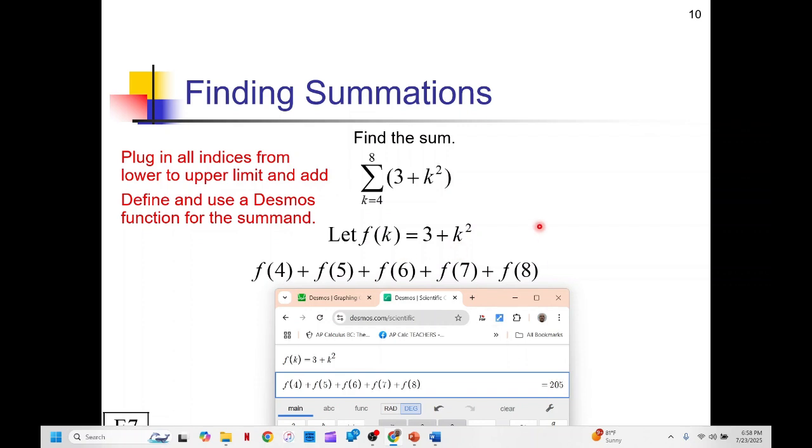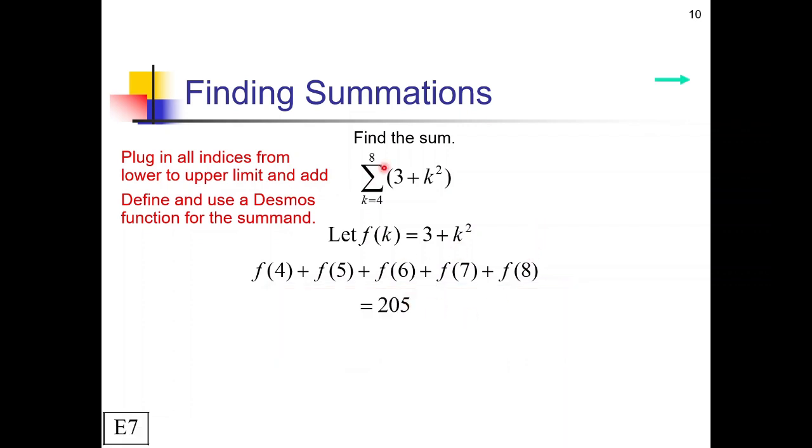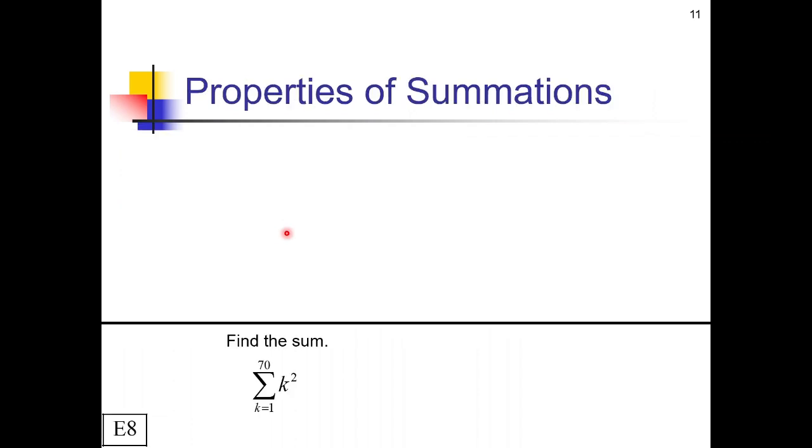So that comes out to 205. So that is the summation of this thing. Now there is a way to do this on the Desmos graphing calculator where you can just directly plug in the original expression, but you're not going to have that necessarily on a quiz. You might just have the scientific calculator, so we want to know how to do it this way just in case.